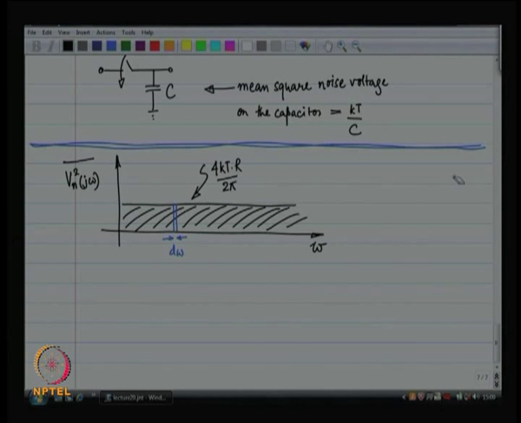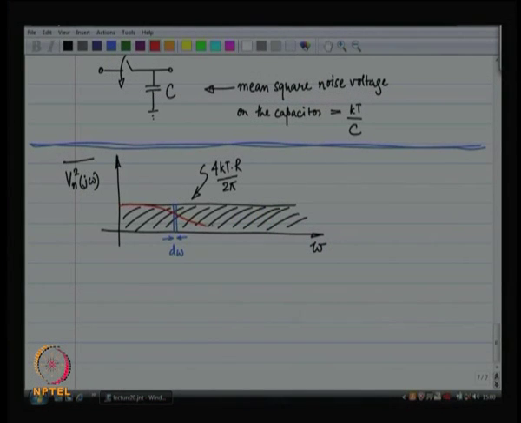So, this is the story that we have got as far as the resistor is concerned. Now, this noise is passing through a low pass filter, and the low pass filter has a cutoff frequency of 1 by RC. That is the fun part. Now, when you pass this noise through a low pass filter, what you get is this. This is what comes out of the filter, only this portion comes out of the filter.